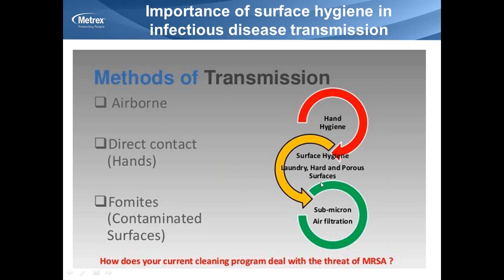This new evidence lets us ask how our current cleaning program deals with the threat of MRSA and other pathogens, even influenza or measles. Traditionally we think MRSA is skin-to-skin direct contact, while influenza and measles are respiratory viruses transmitted through the airborne route or direct contact. Now more and more studies show we have to think about another important component, the environmental surface. In hospital settings, it is well recognized. Any hospital has very standard procedures for surveillance and surface disinfection. In the public domain, awareness is starting to pick up, and we are realizing the importance of environmental surfaces.